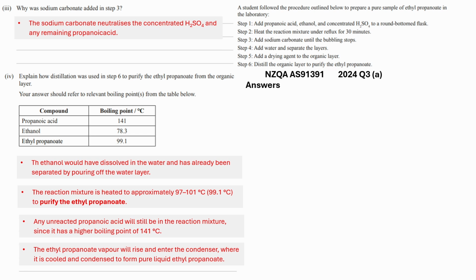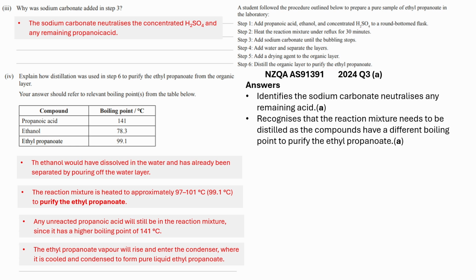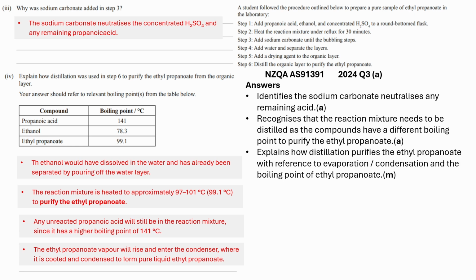Okay, so the answers. If you can identify that sodium carbonate neutralizes the acid, achieved. If you can say that the mixture needs to be distilled, because we use distillation because the compounds have 2 different boiling points. That's another achieved. If you can explain how distillation purifies ethyl propanoate, if you can explain the evaporation and condensation process, then that's a merit.